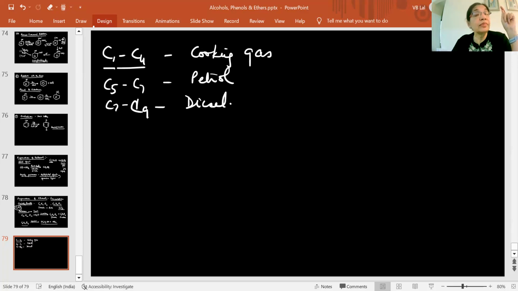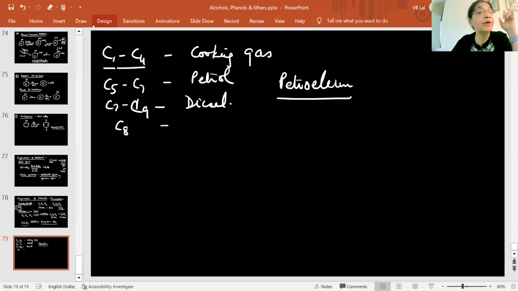And one isomer of C8, an isomer of C8, is used as aviation fuel, which is the best fuel available. So they are all hydrocarbons obtained from petroleum.